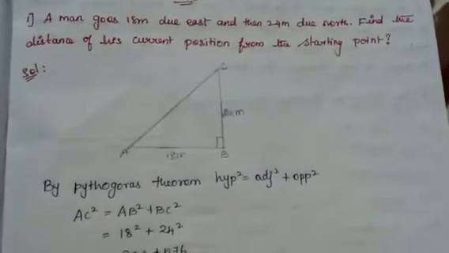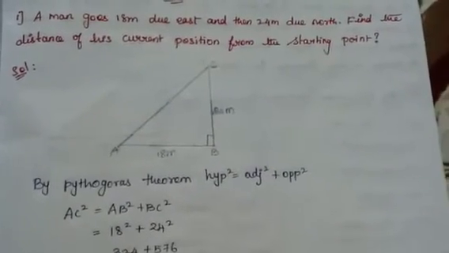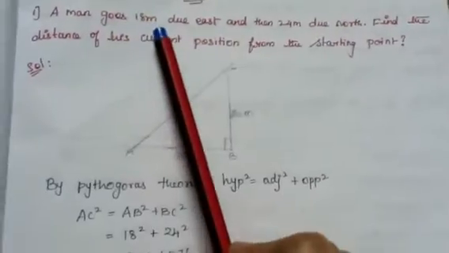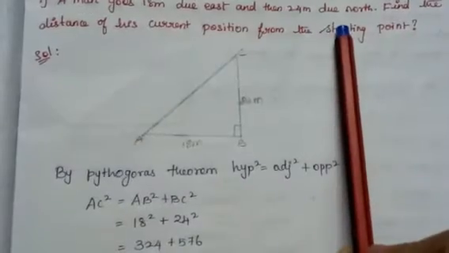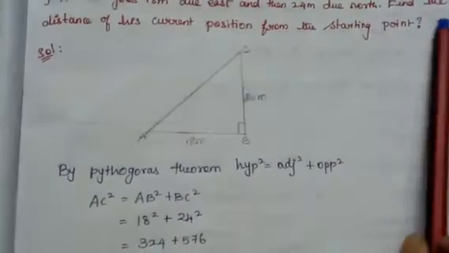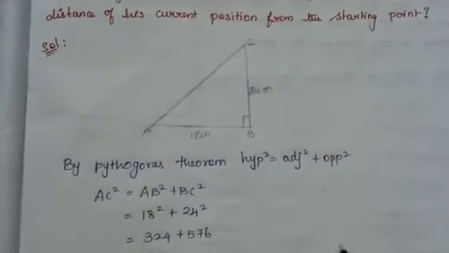Let's start our exercise 4.3. Question number 1. A man goes 18 meter due east and then 24 meter due north. Find the distance of his current position from the starting point.